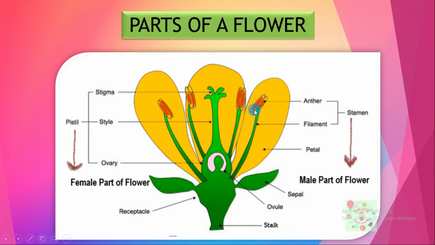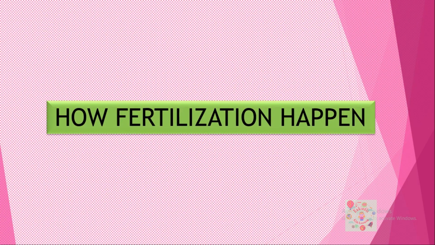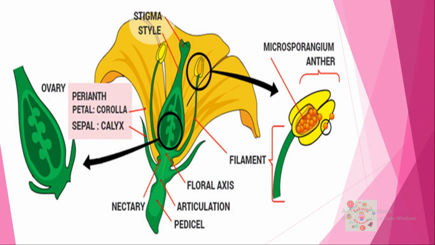Here, pistil is the female part of a flower, whereas the stamen is the male part of the flower. Now we'll try to understand how fertilization happens in a flower. I told you anthers are the pollen producing parts. The pollen grains are produced in this anther and these pollen grains are transferred from anther to the stigma of the flower. How? By honeybees, by wind, by houseflies, etc.